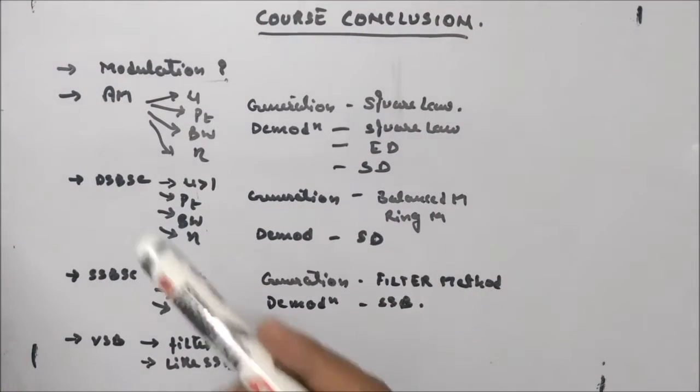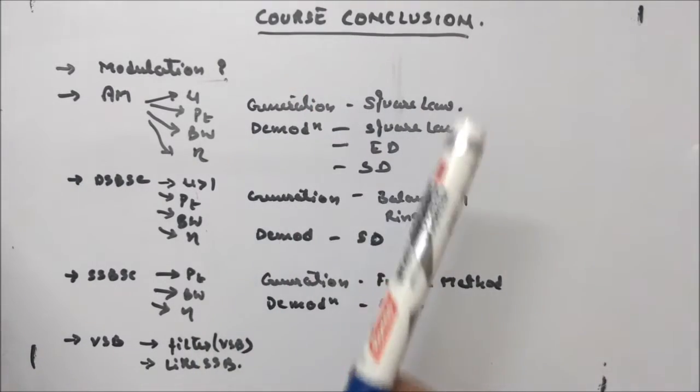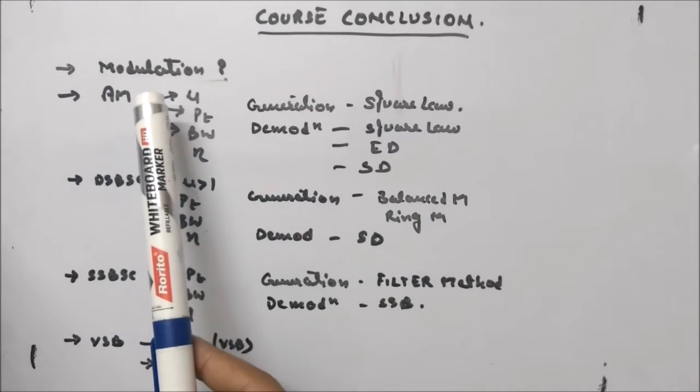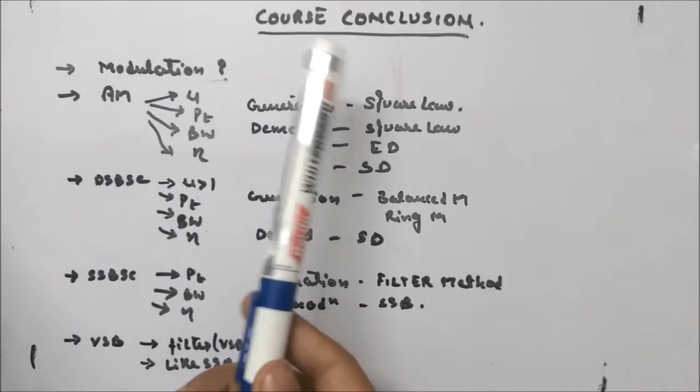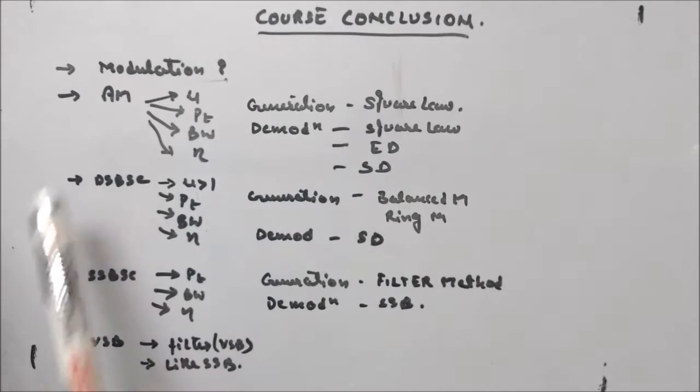So finally, I am going to close this course. So what all we have seen, I will conclude now. We have first seen why modulation is required and what all benefits we can get from modulation. Then we saw amplitude modulation.